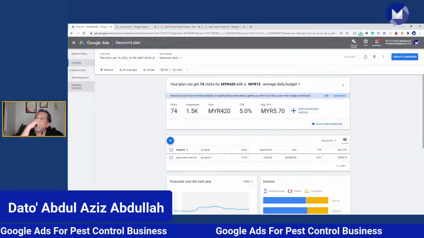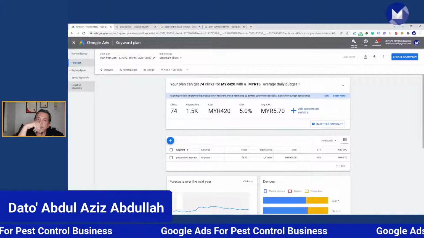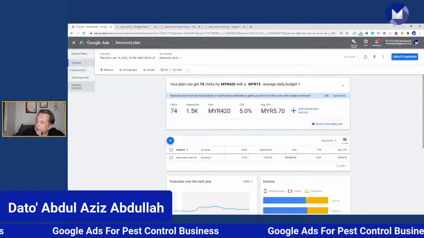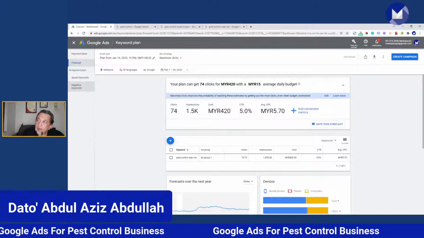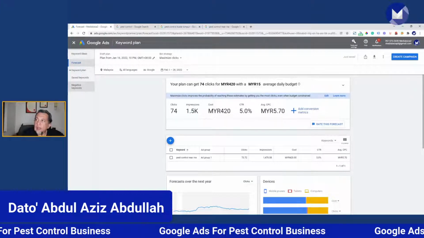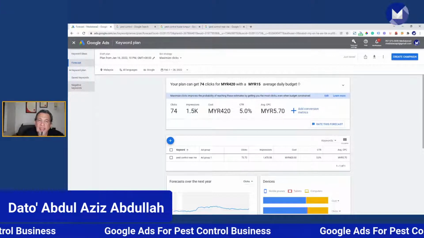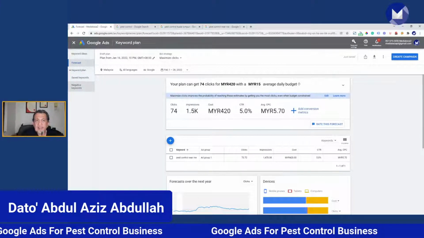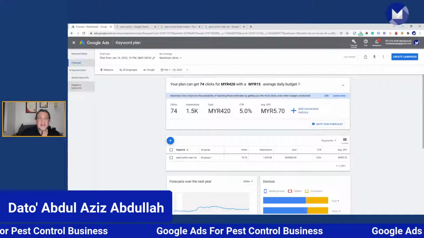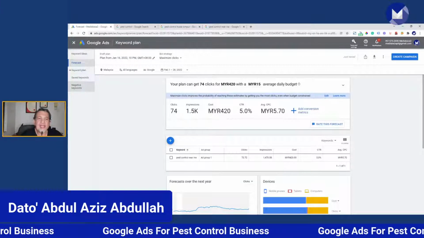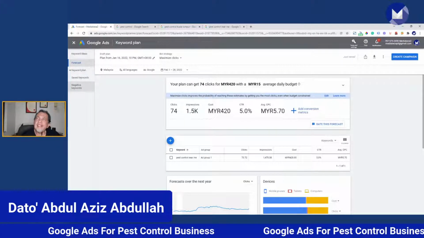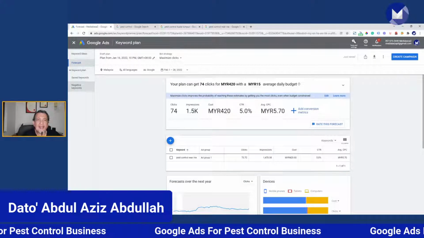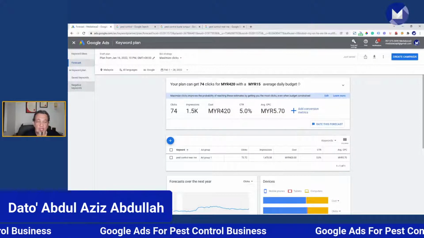So Google is estimating again, with a budget of 15 ringgit a day and a total of 420 ringgit for about 28 days, that you will get about 74 clicks to your advertisement. What sort of revenue can you get from the 74 clicks?